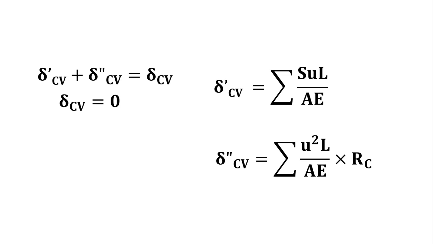So, kagaya ng ginawa natin doon sa trusses, mas magandang gumawa tayo ng table. Okay, so say that delta prime CV plus delta double prime CV is equal to 0. So, yun yung ating magiging working equation. So, yung delta prime CV, nandiyan na yung value sa taas, and delta double prime CV, nandiyan din yung value sa taas. Okay. So, let's go to our tabulation.